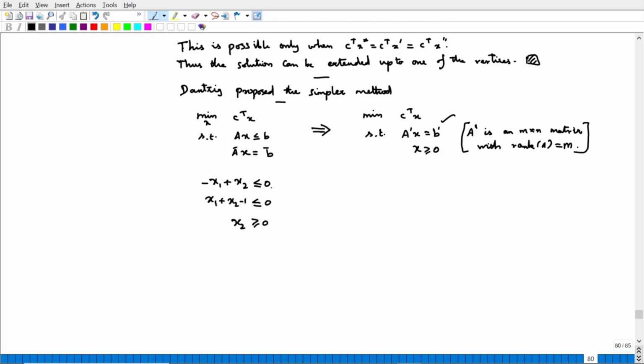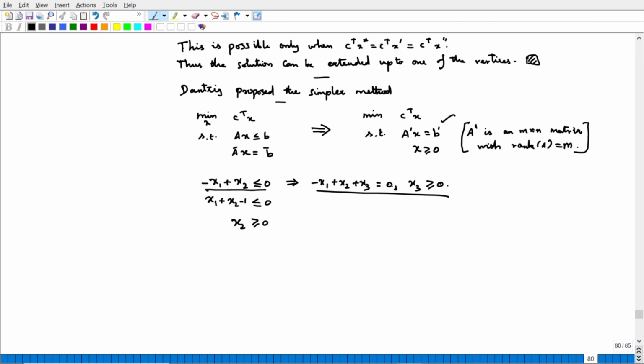So how can I convert this into an equality constraint? Very simple. I will write it as minus x1 plus x2 plus x3 equal to 0, where x3 is greater than or equal to 0. I am saying that this constraint and this set of constraints are equivalent.